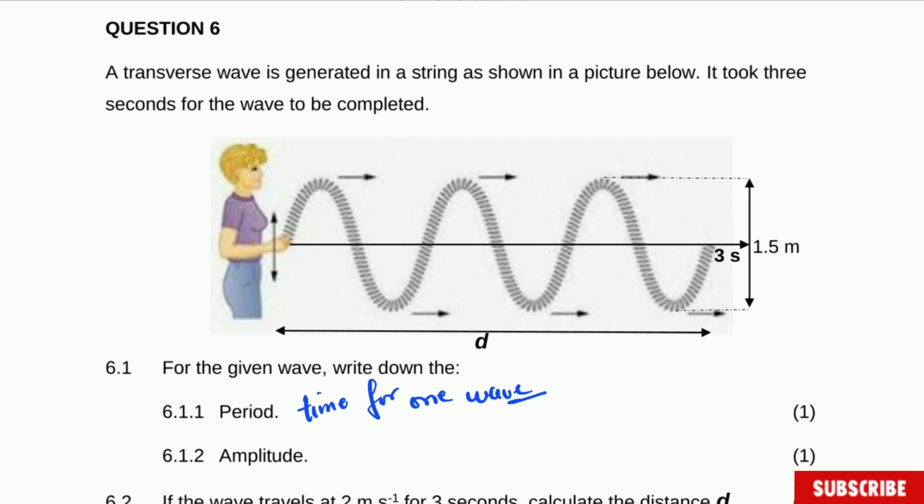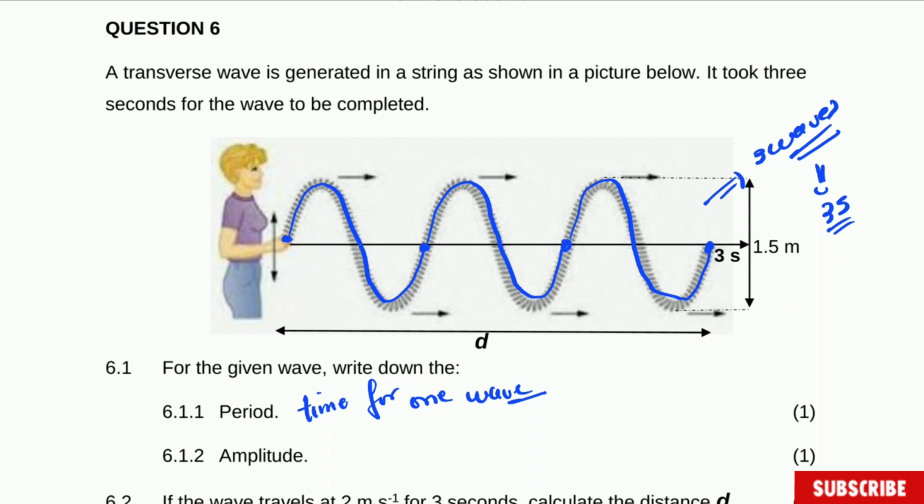Time for one wave. So let's see how many waves are here. If we start counting from here, from there up until here is one wave. From there we have another wave, and here we have another wave. So we actually have 3 waves. So what is the time for one wave? The time for 3 waves is 3 seconds. Therefore, the time for one wave will be 1 second.